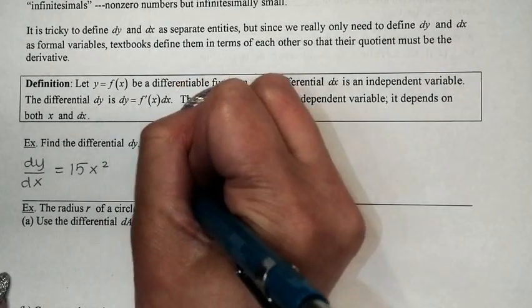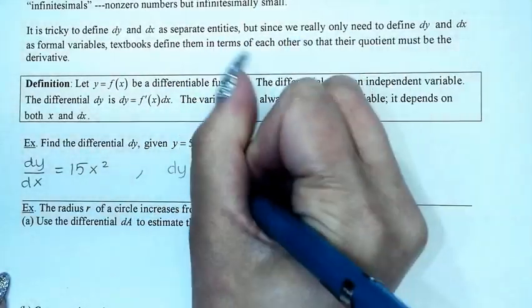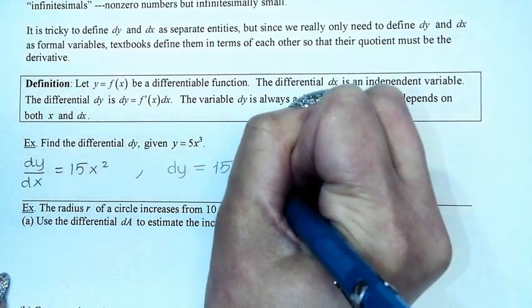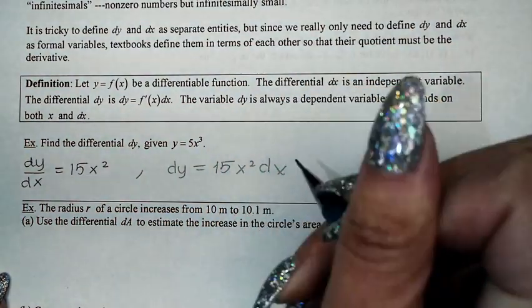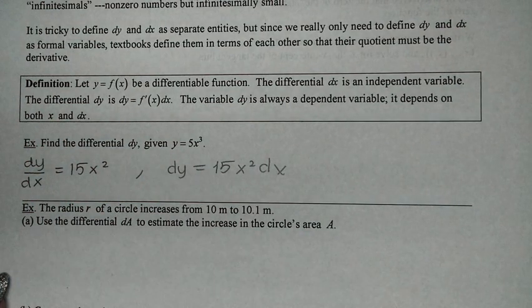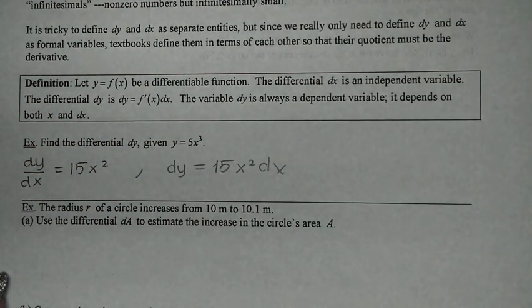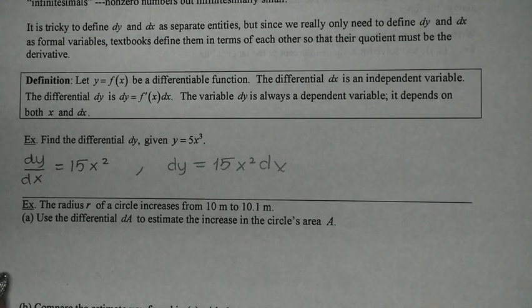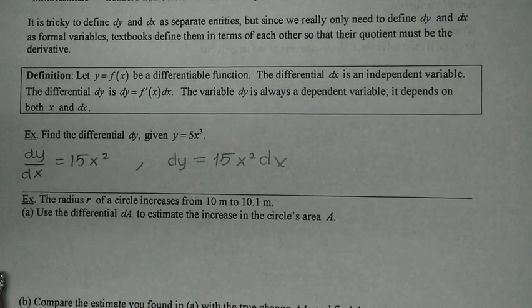The differential is going to be dy equals 15x squared dx, and this is your differential. This is the differential dy, and that's it. Wasn't that easy? So now let's apply it a little bit here, so you can see how fun it could be.